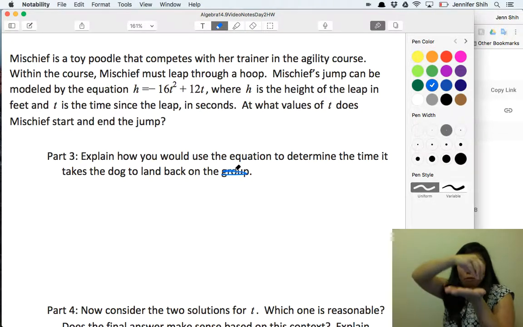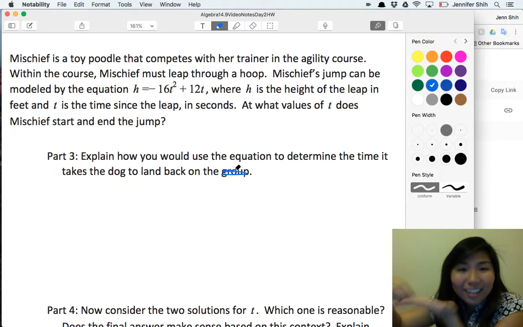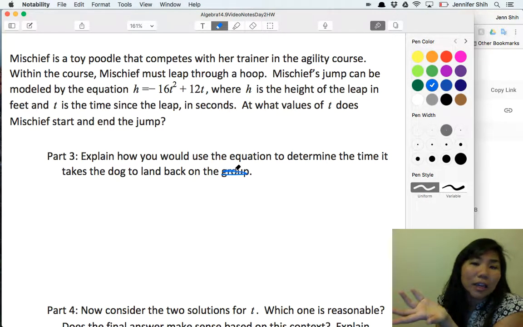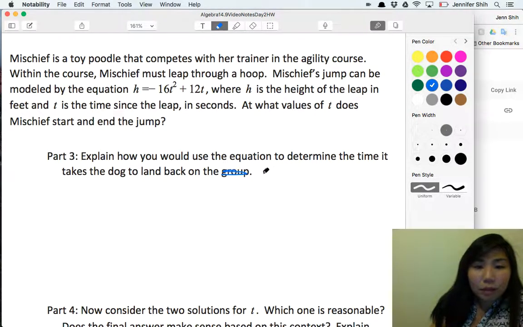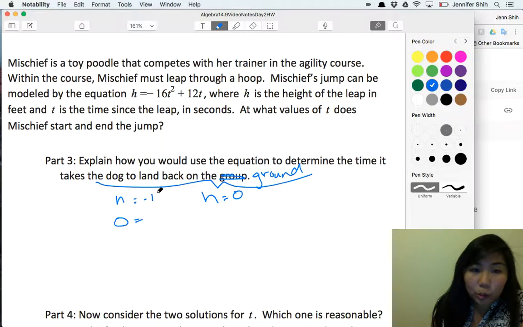So here's the thing. At time is equal to 0, Mischief jumps, and the height is equal to 0. Mischief jumps, and when Mischief lands back down, the height is again equal to 0, but the time is like, I don't know, 4 seconds, 2 seconds. Let's find out how much time it takes Mischief to land back on the ground. Okay, this is ground. So back on land, when the dog lands back on the ground, that means the height is equal to 0. So we're going to set h equal to 0.